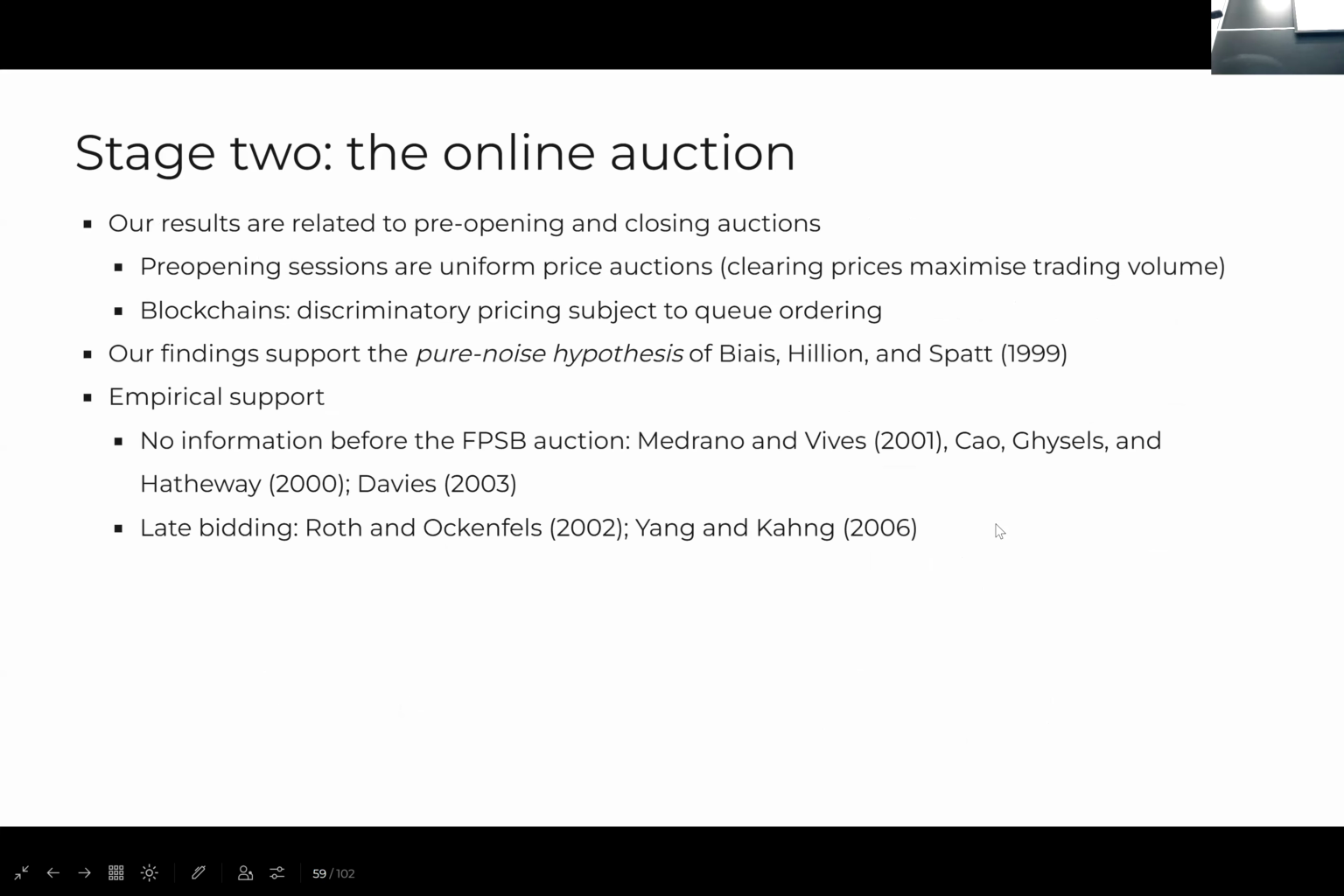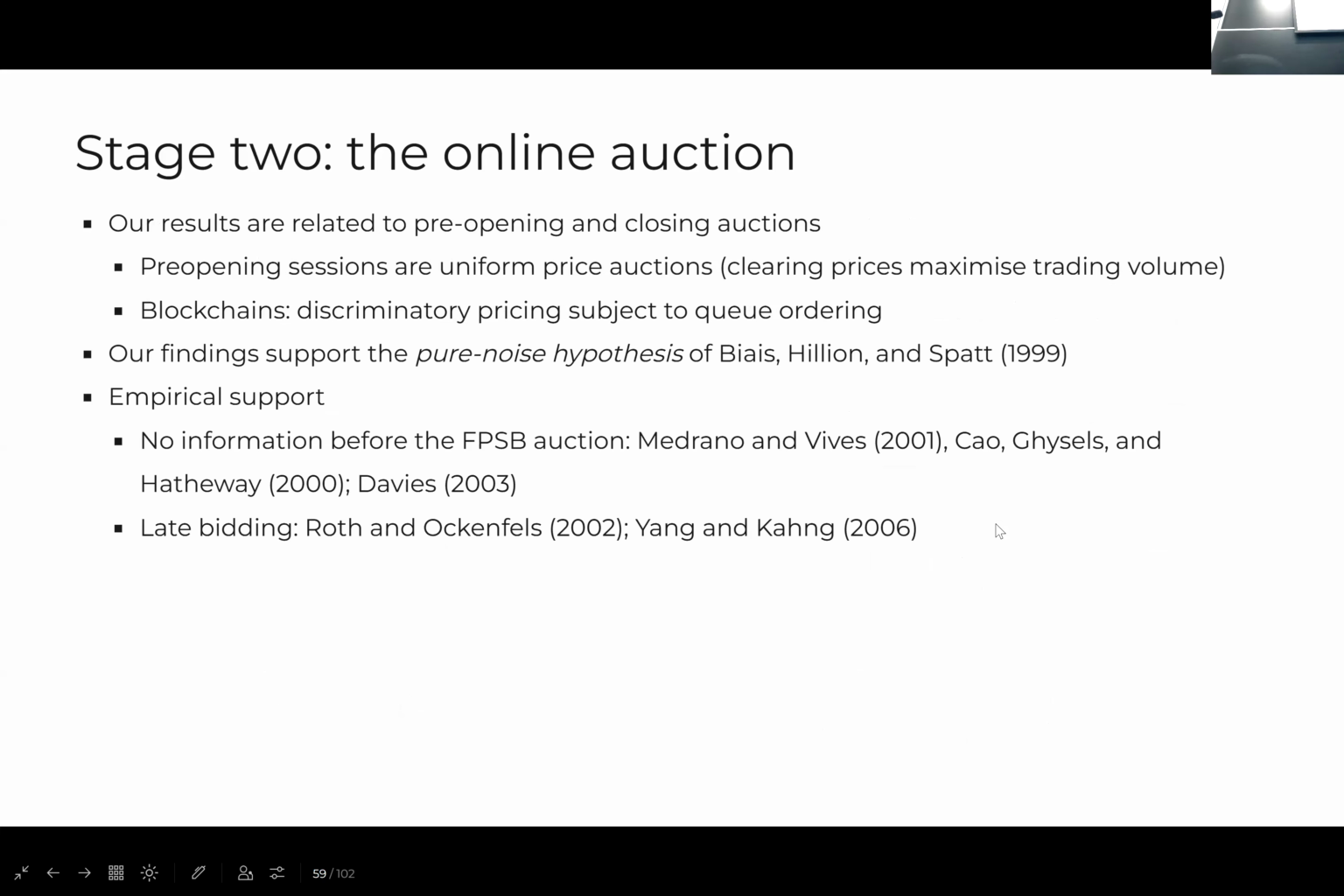But you could think of the fact that markets only clear at the very end as what is very similar. In fact, there's a rich literature around this, and our results support the pure noise hypothesis of BA, Hillion, and Spad, who said that the trades you observe in the pre-opening session and closing auctions are actually just noise. We have empirical support from traditional markets, from pre-opening sessions and closing auctions, showing that the bulk of information comes at the very end, just right before the markets close, even though there are structural differences between these two auctions. But yes, it is related. And I never said it's very different from traditional markets. Probably I said it, but I didn't mean it.